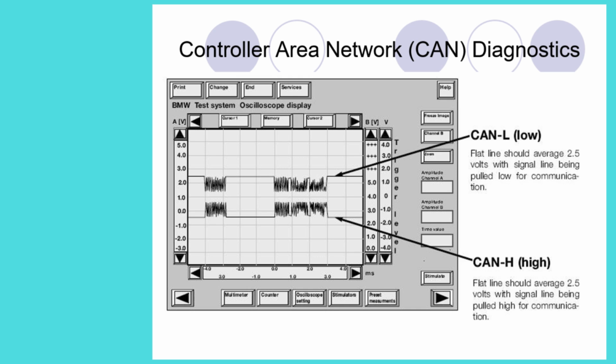This is referred to as a balanced line transmission. The signals are inverted at the start and end of the transmission. This results in good noise rejection. 4 CAN words are shown in the display.